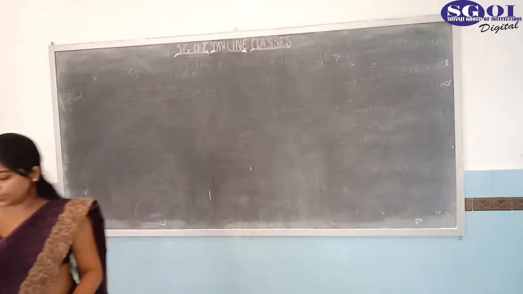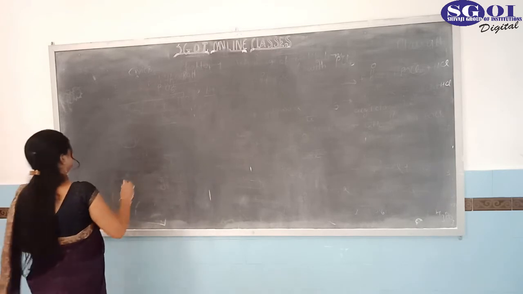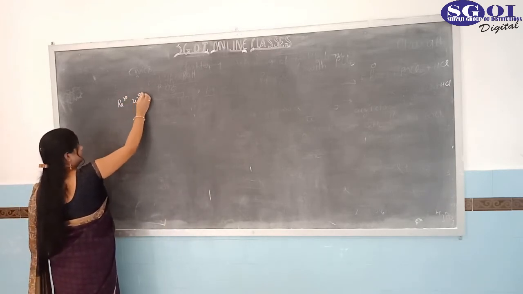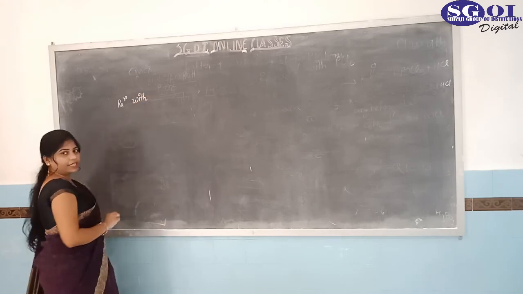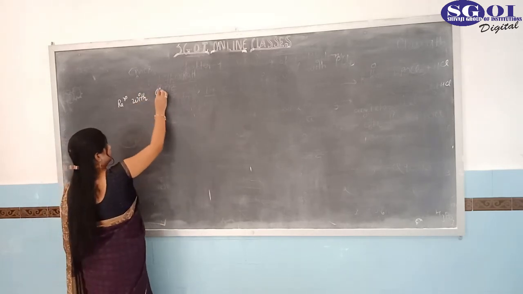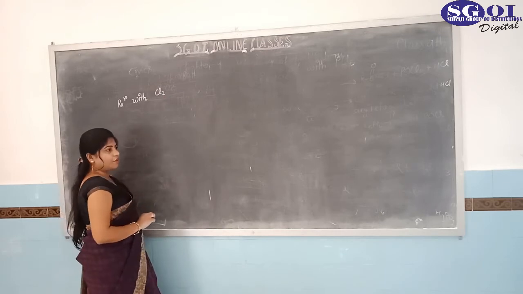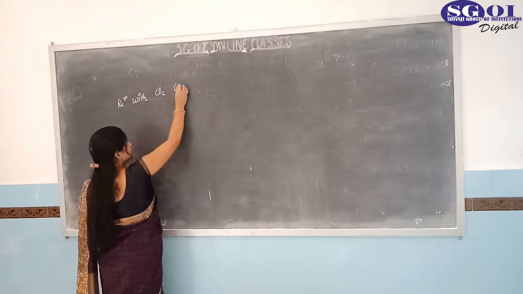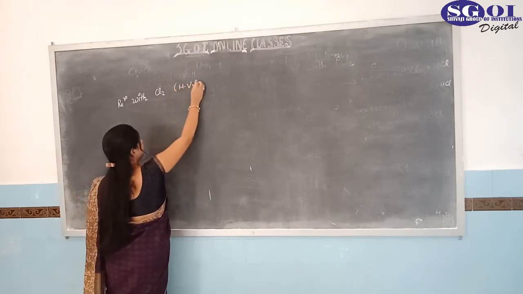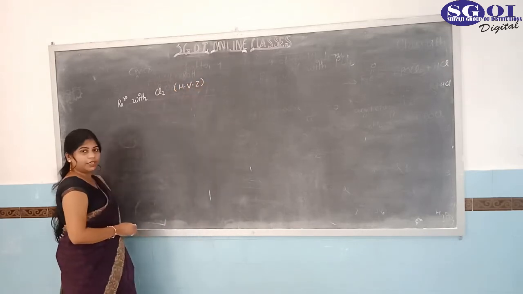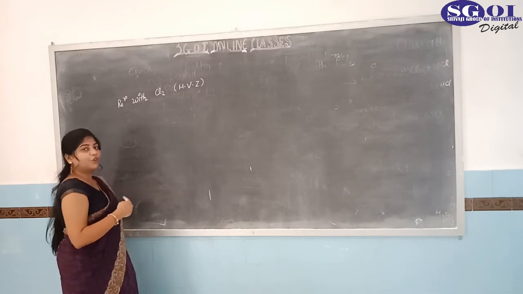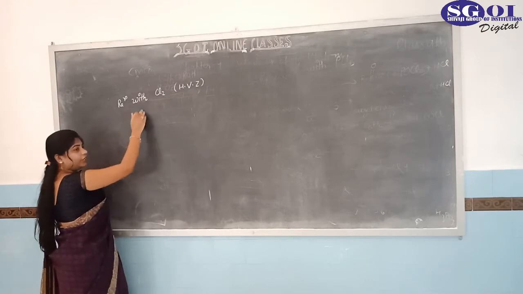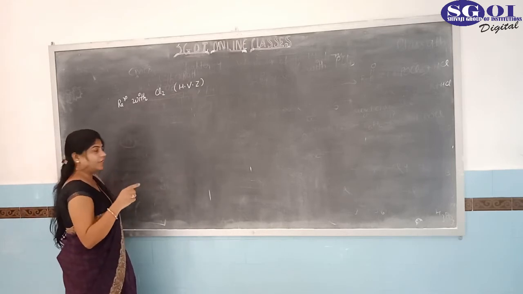Number next reaction is reaction with Cl2 in the presence of red phosphorus and sunlight. Okay, reaction with Cl2, and this reaction is known as HVZ reaction. Okay, it is a name reaction, that is Hell-Volhard-Zelinsky reaction, in the presence of red phosphorus and also sunlight.